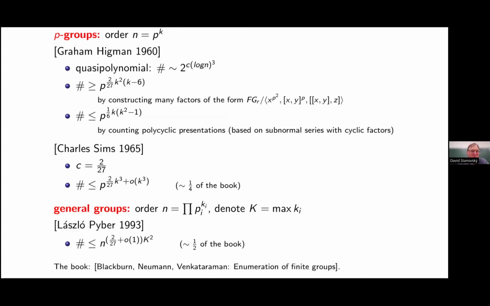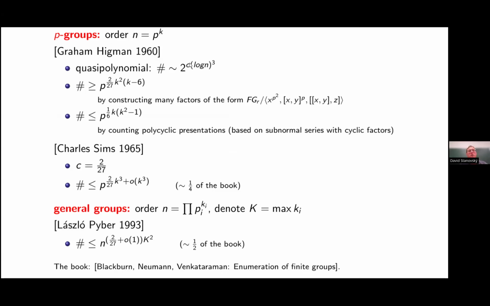So first, consider the order of the group to be of the form p to the k. Now, already Graham Higman was able to prove that the growth is actually quasi-polynomial. It means more than polynomial, but less than exponential, and of a particular form.